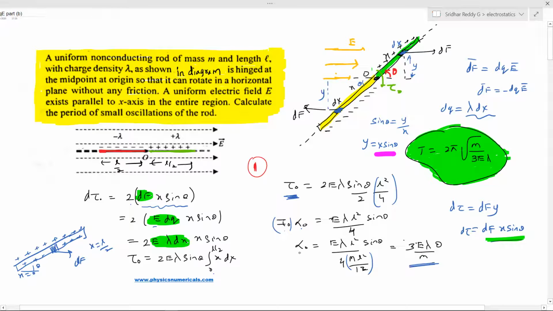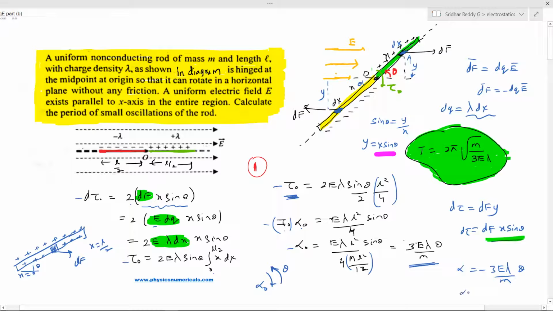Look at this now. How is alpha naught directed? Theta was given like this. Alpha naught is in this direction. So in fact, a negative sign has to be here. It's a restoring torque. Well, let me introduce the negative sign now. So finally, what is alpha? Alpha equals 3e lambda by m theta.